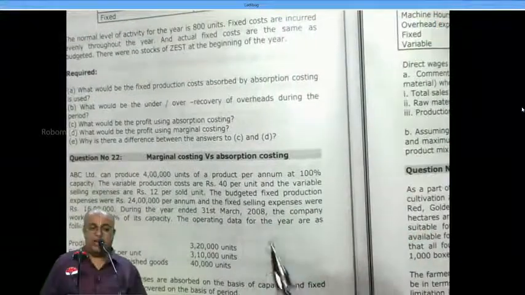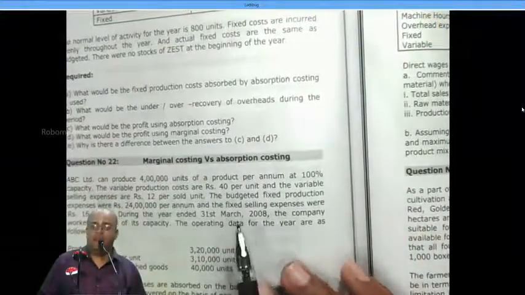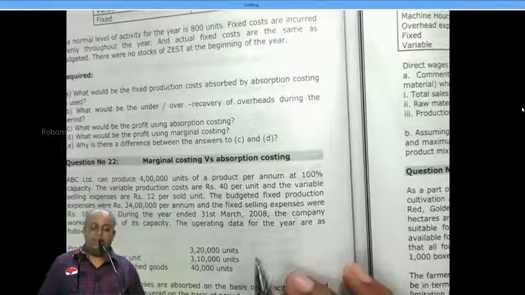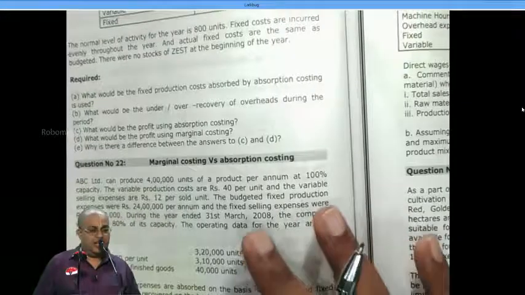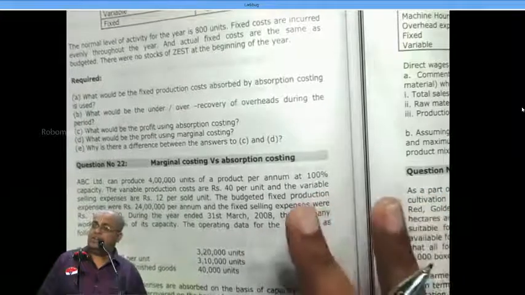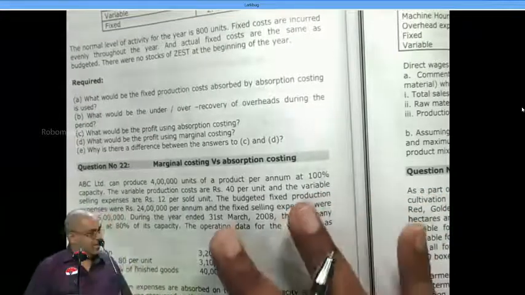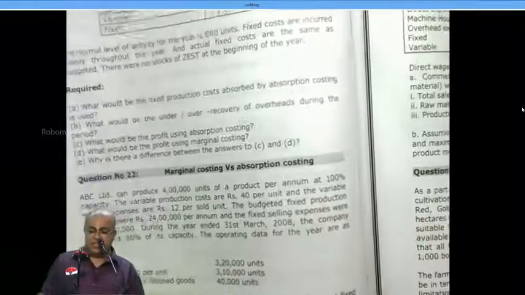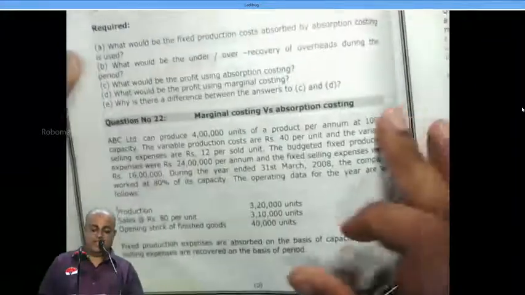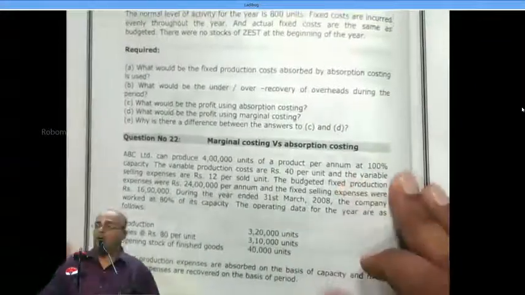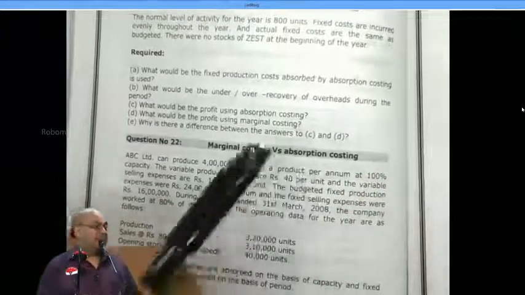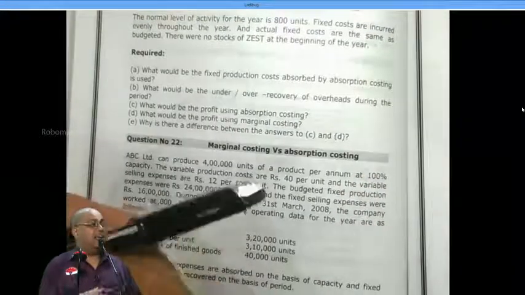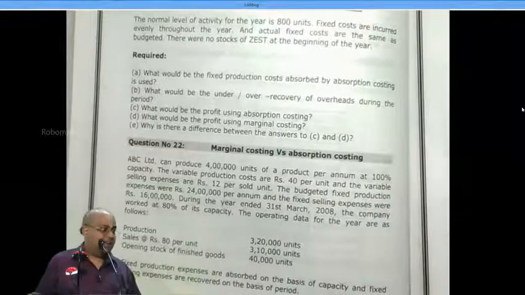Take question number 22. It is one of the IPCC examination problems for 10 marks. Generally, in marginal costing, they can ask around 10 to 12 marks a problem in the examination. This is marginal versus absorption. Now, let us see whether we are able to do it. Nothing conceptual. Everything has been already discussed. We can deal with it as a practice problem for us to get a grip over our understanding. That's all. Can I start or not?